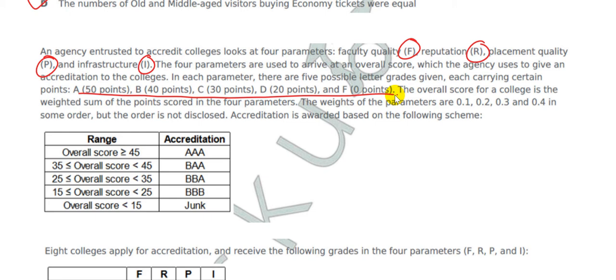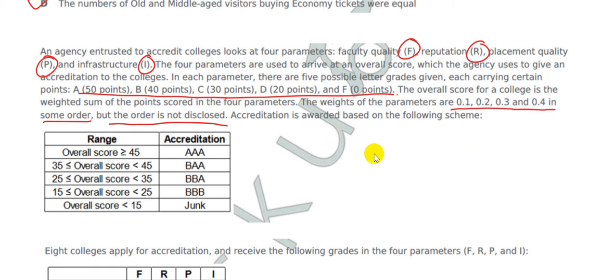The overall score for a college is a weighted sum of the points scored in the 4 parameters, and the weights of the parameters are 0.1, 0.2, 0.3 and 0.4 in some order, but the order is not disclosed. So do not assume that F is equal to 0.1, R is equal to 0.2, P is equal to 0.3 and I is equal to 0.4. So this is the catch in the question. The order is not disclosed, so we have to find out the order.